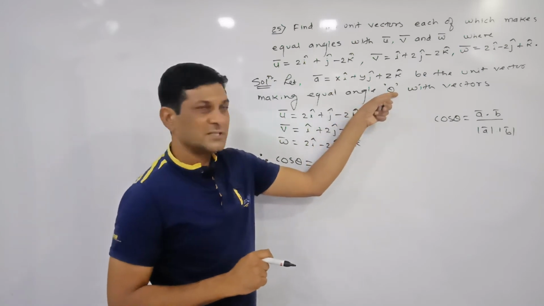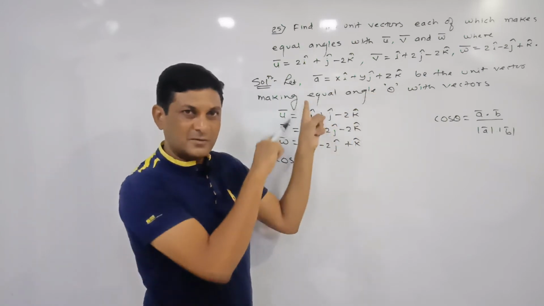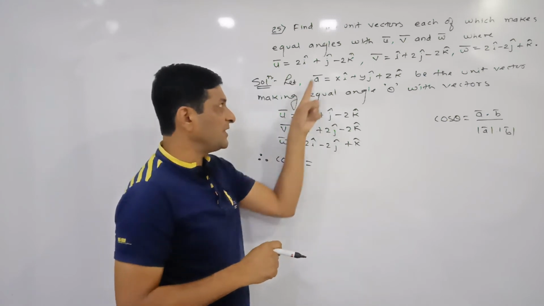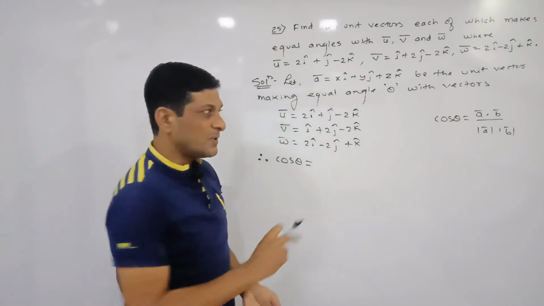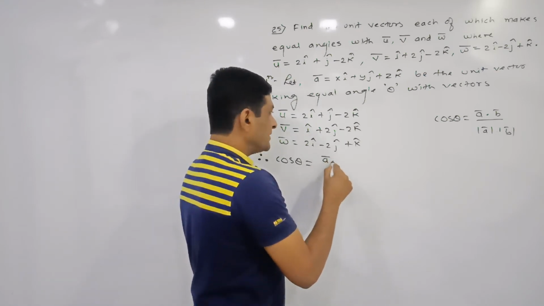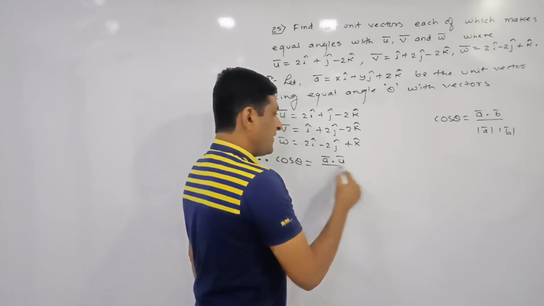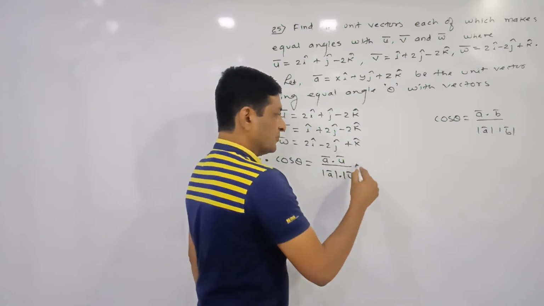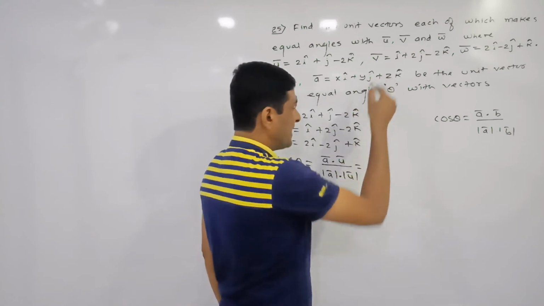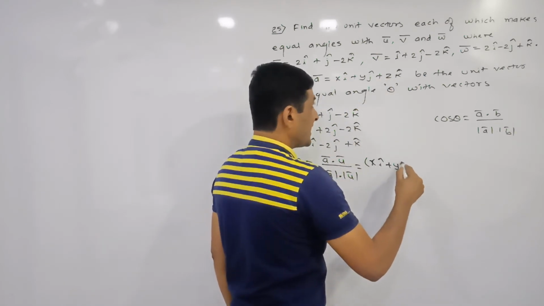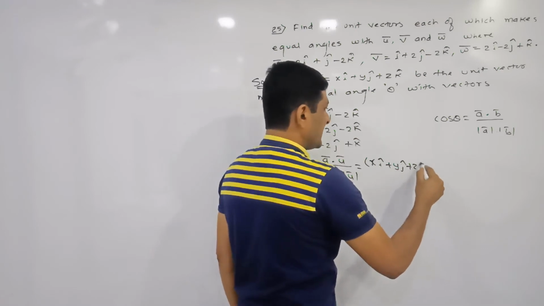A bar also makes equal angle with these three vectors. So first I am considering that theta is the angle between A bar and U bar. According to this formula, what result will we get here? Cos theta is A bar dot U bar divided by magnitude of A bar into magnitude of U bar. So substitute the value of A bar, which is xi cap plus yj cap plus zk cap.